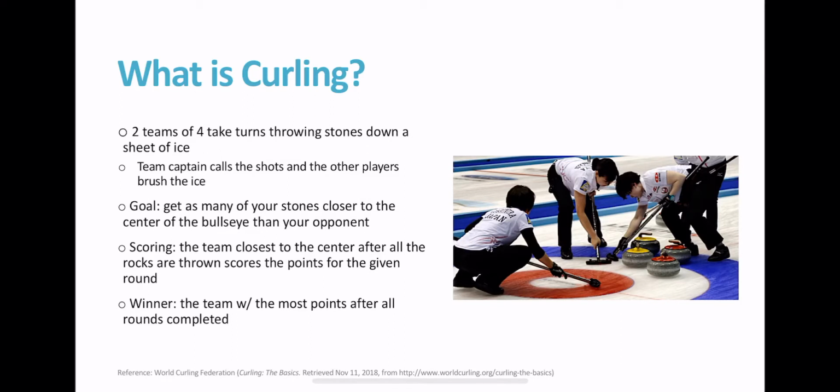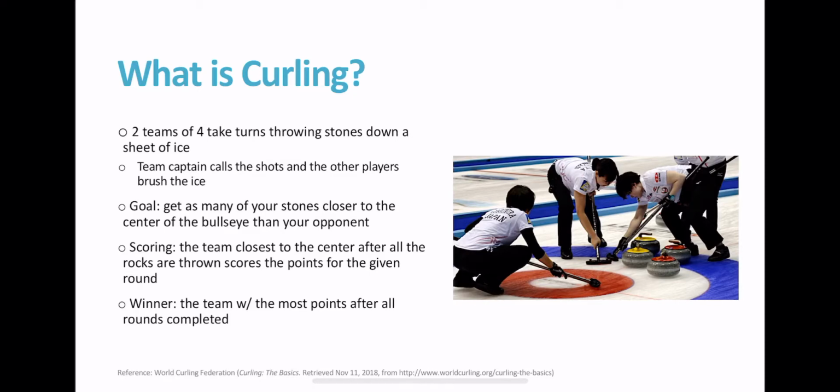So curling is a sport where two teams of 4 people take turns throwing 44-pound stones down a sheet of ice. The target is a 12-foot house, aka the bullseye, roughly 150 feet away. Each team throws 8 rocks per round for a total of 6 to 10 rounds.